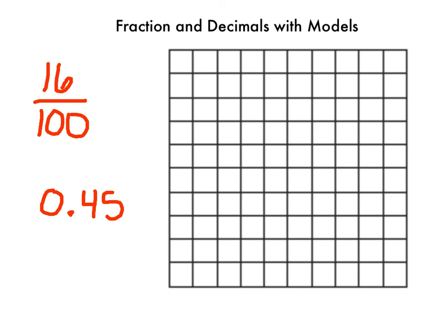And you can always Google hundredths grid and print little hundredths grids out. It's really easy. That way it's accurate and nice and neat if you need to.